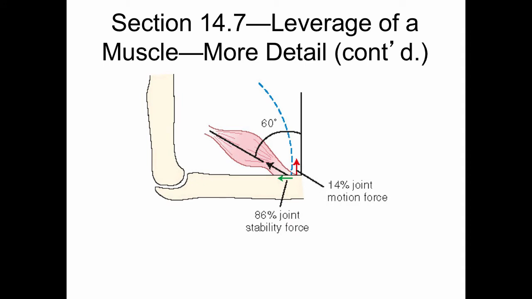Whatever portion of a muscle's line of pull does not contribute to motion at the joint, instead contributes to stability of the joint by pulling the bone along its axis into the joint. In this illustration, the 86% of the muscle's pulling force that is lost due to motion is valuable because it adds to the stability of the joint, protecting the joint from injury.